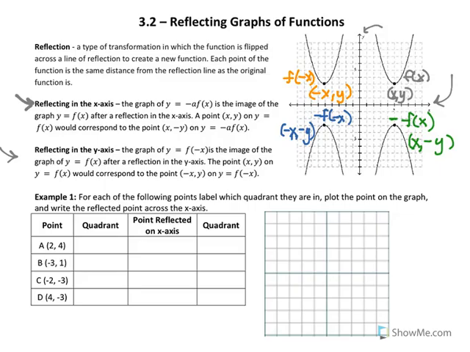Okay, so let's do some examples. So we have the points A, B, C, D, and we want to reflect it on the x-axis. So I want you to pause the video and plot all those points. Okay, it should look like this. Point 1 is in quadrant 1, point 2 is in quadrant 2, point 3 is in quadrant 3, point 4 is in quadrant 4.